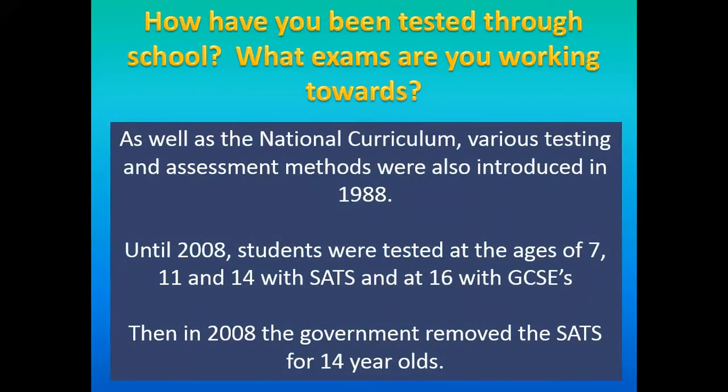So, as well as the national curriculum, in 1988, the government brought in quite a lot of different types of standardized testing that all children need to do. Until 2008, students were tested at the ages of 7, 11, and 14 with SATs, and then at 16 with GCSEs. In 2008, however, the government decided to drop the SATs exams that was sat by 14-year-olds, so that's year 9. These SATs are standard tests that are sat across the country by all students of those ages, regardless of what their school is.